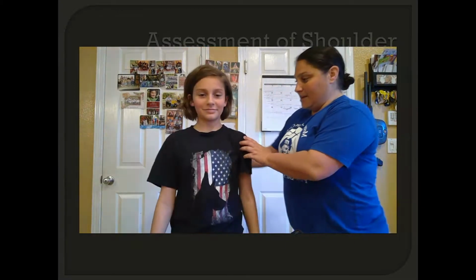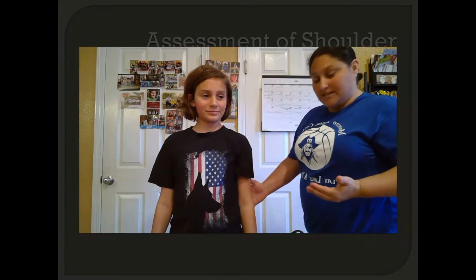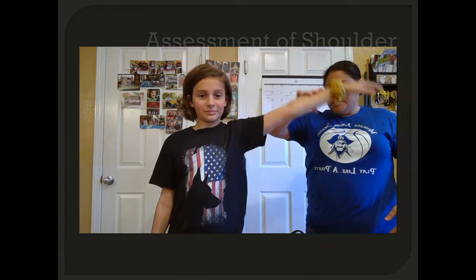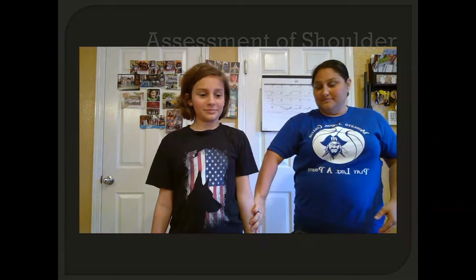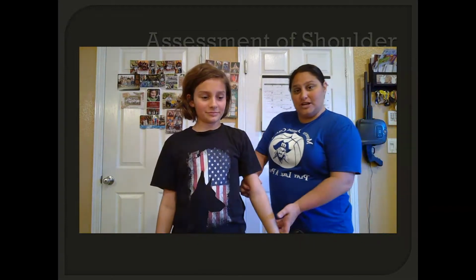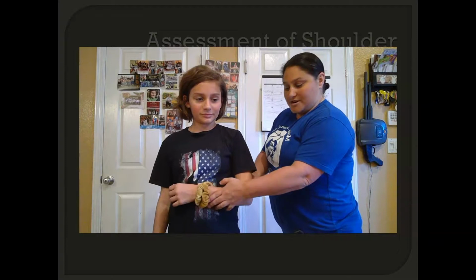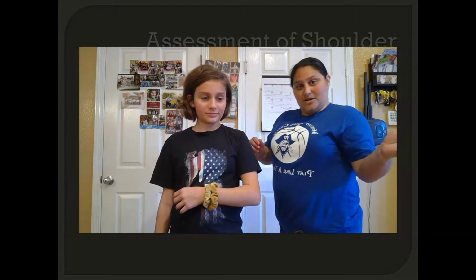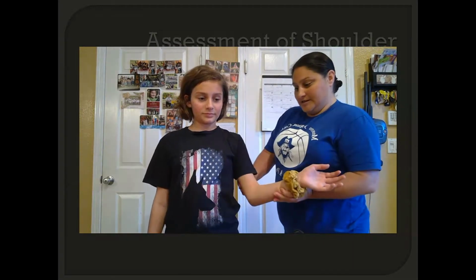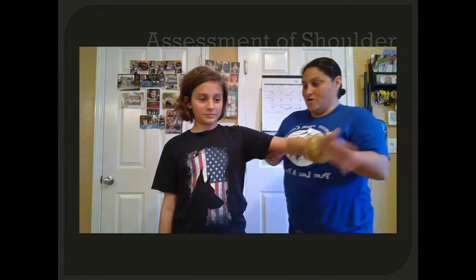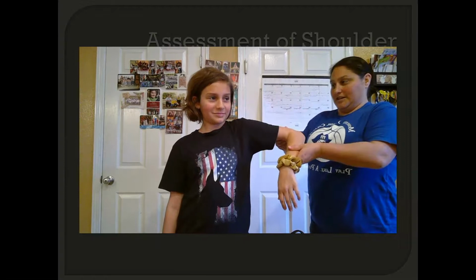Look here. Okay, abduction, A-B-D, like a child's being abducted. Abduction is away like this. Adduction is down like that. Okay, then you have internal and external rotation. So right here, she's at a 90 degree. She's externally rotating and then internally rotating. Or if she's here, she's externally rotating and internally rotating.